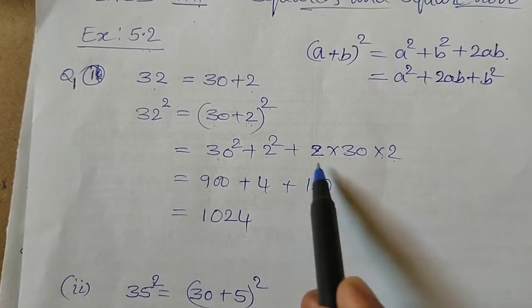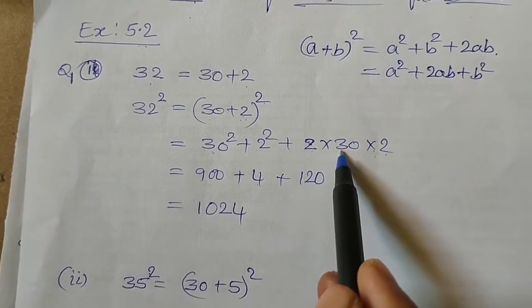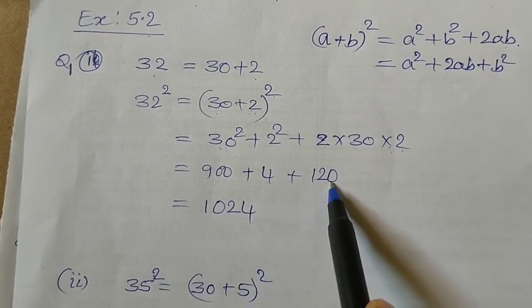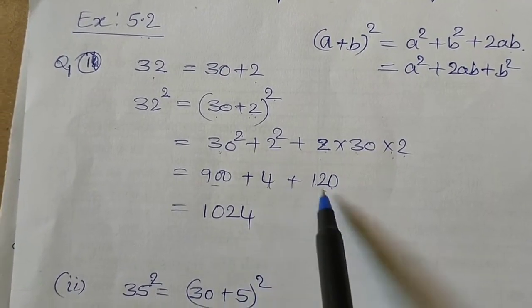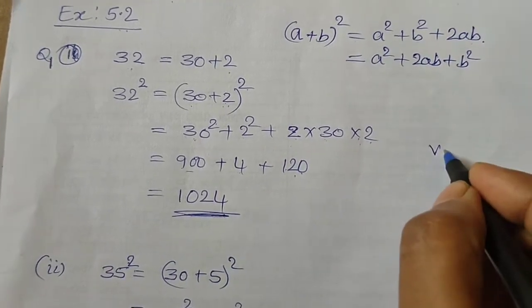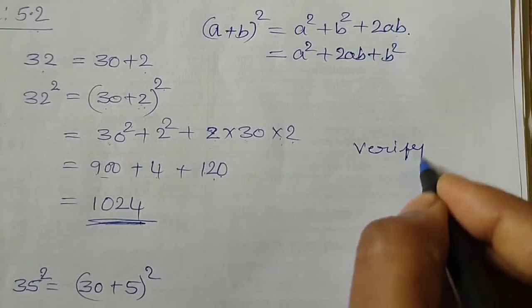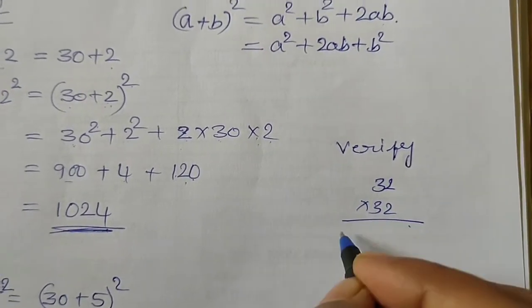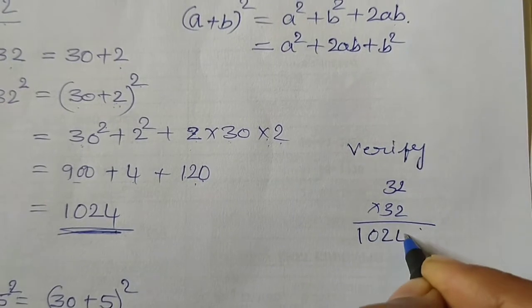And multiply these 3 numbers. 2 threes are 6, 6 twos are 12, so 120. Now add these 3 numbers. We get 1024. And you can verify by multiplying 32 into 32. Then also we get 1024.